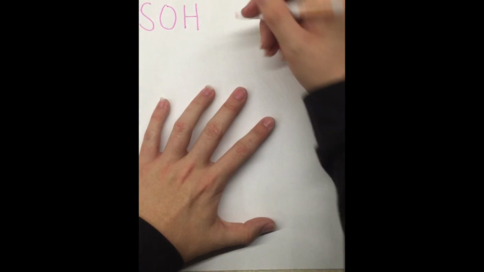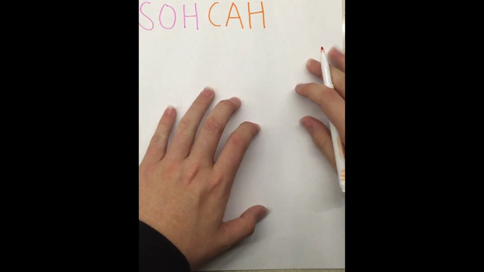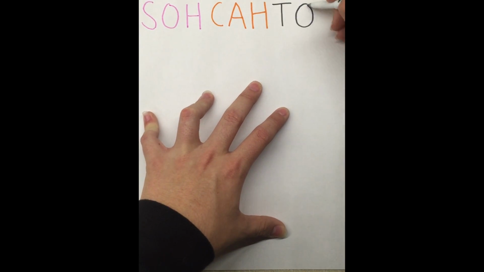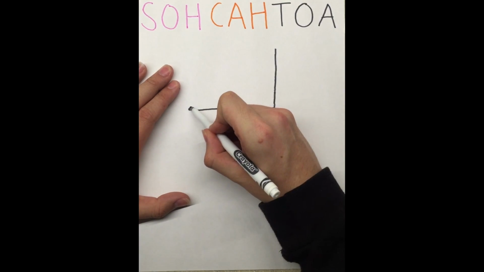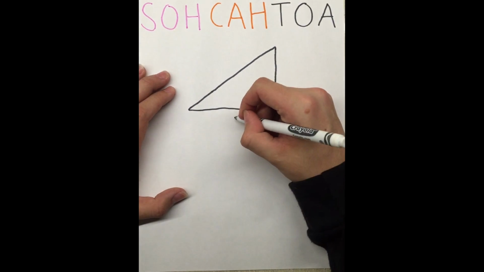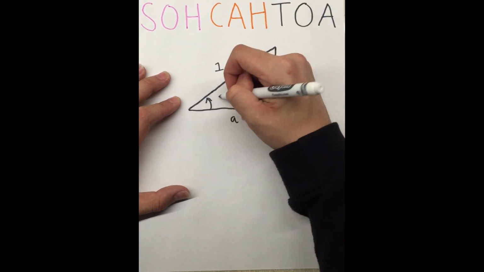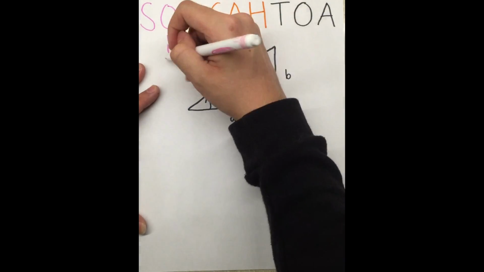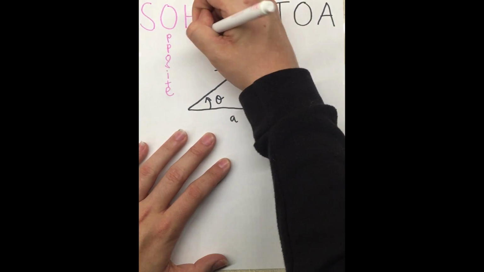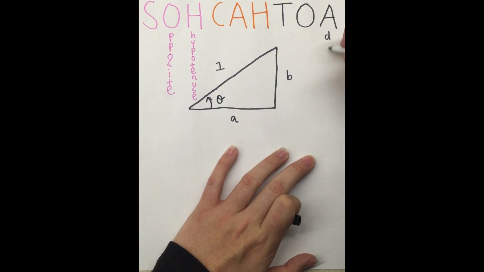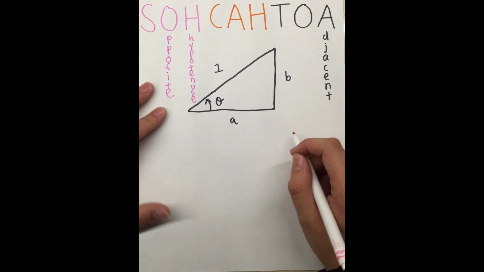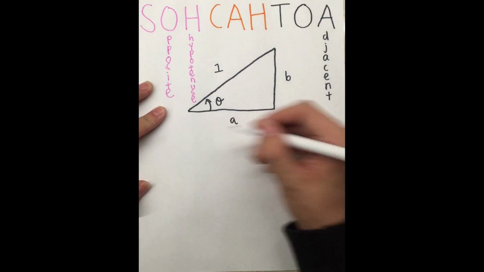In geometry, we learned the memorization trick called SOHCAHTOA. We know that S stands for sine, C for cosine, and T for tangent. We draw our triangle that we drew on the unit circle, and we're going to label our A, B, and the hypotenuse, which is 1. O stands for the side opposite of theta, H stands for the hypotenuse, and A stands for the side adjacent or next to theta. So let's use SOHCAHTOA to prove the values of sine, cosine, and tangent.